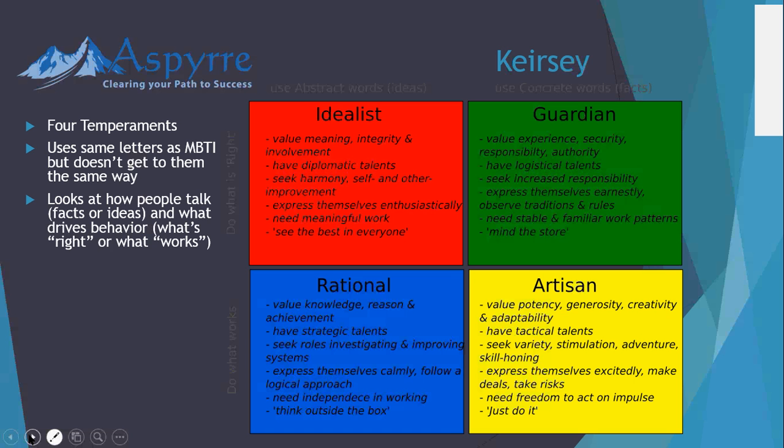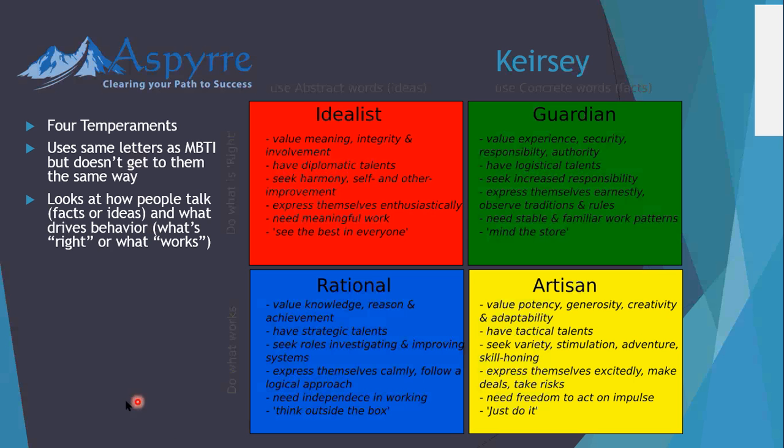And if you listen to how people talk, you can typically tell whether they're S or N. Guardians and artisans use the concrete words, and idealists and rationals use the more abstract words. They talk about ideas. Then the other thing they talk about is what drives behavior, what's right or what works.